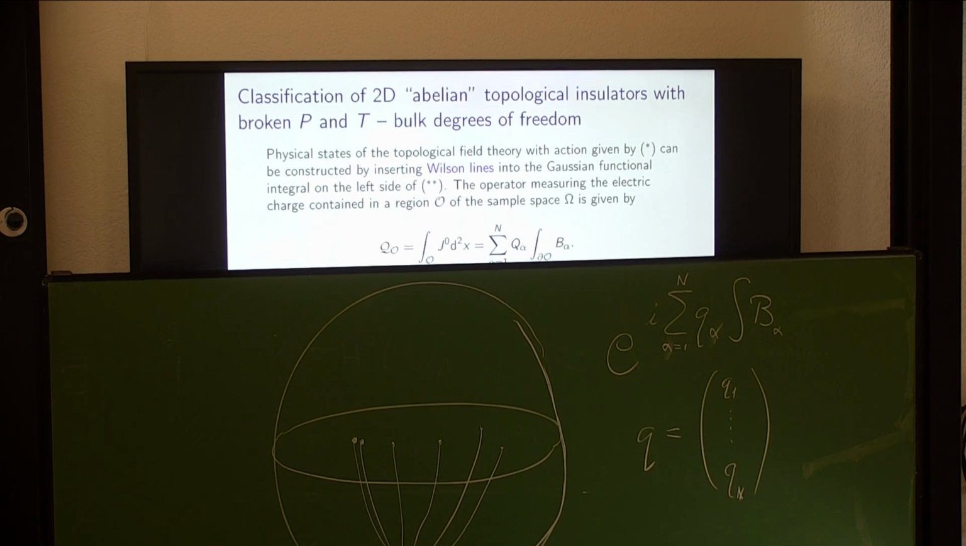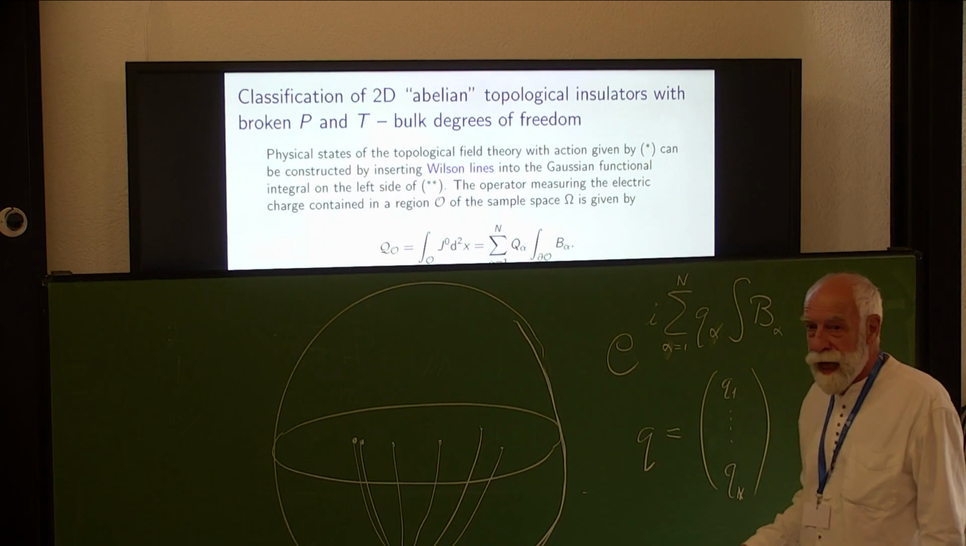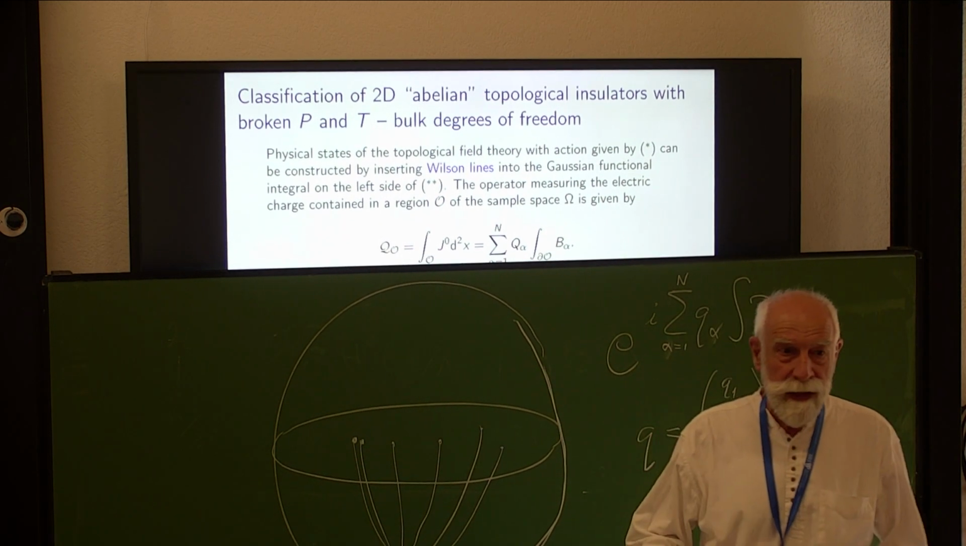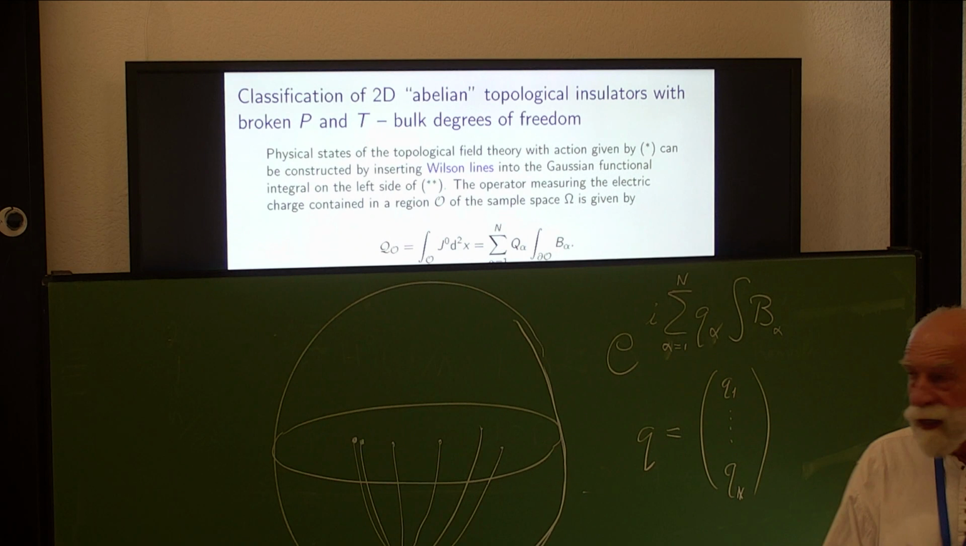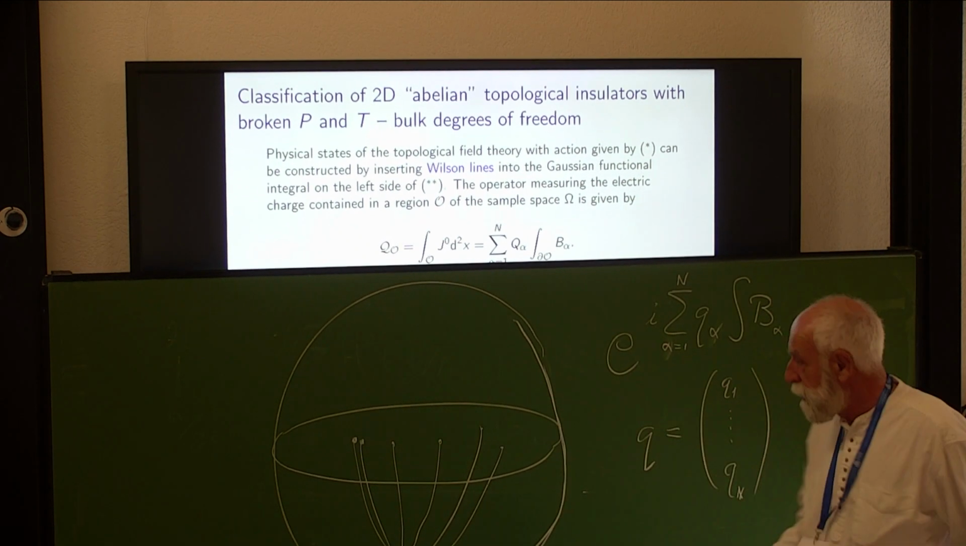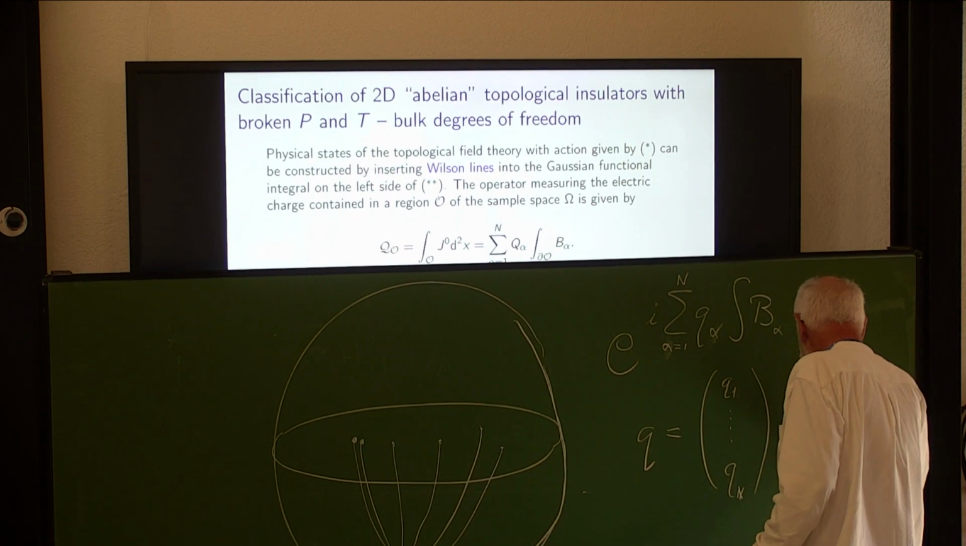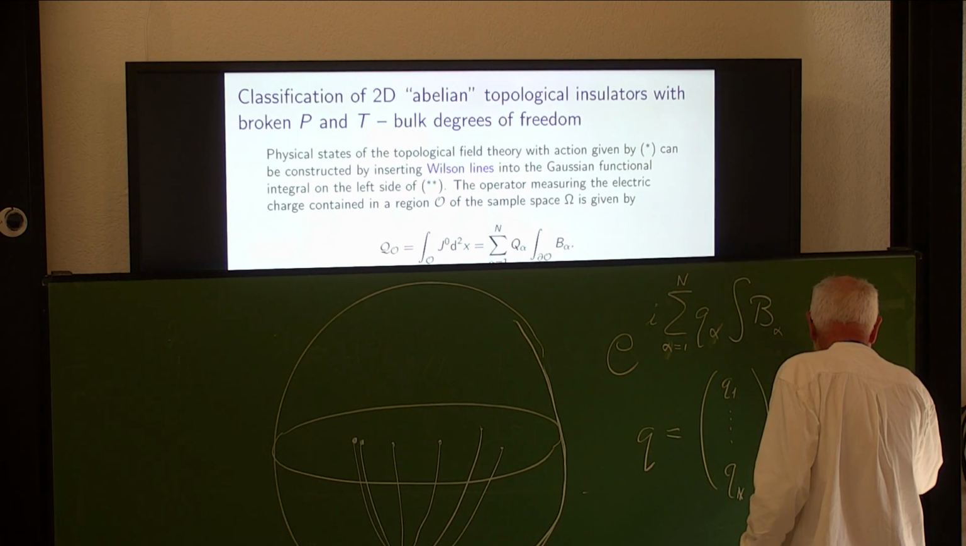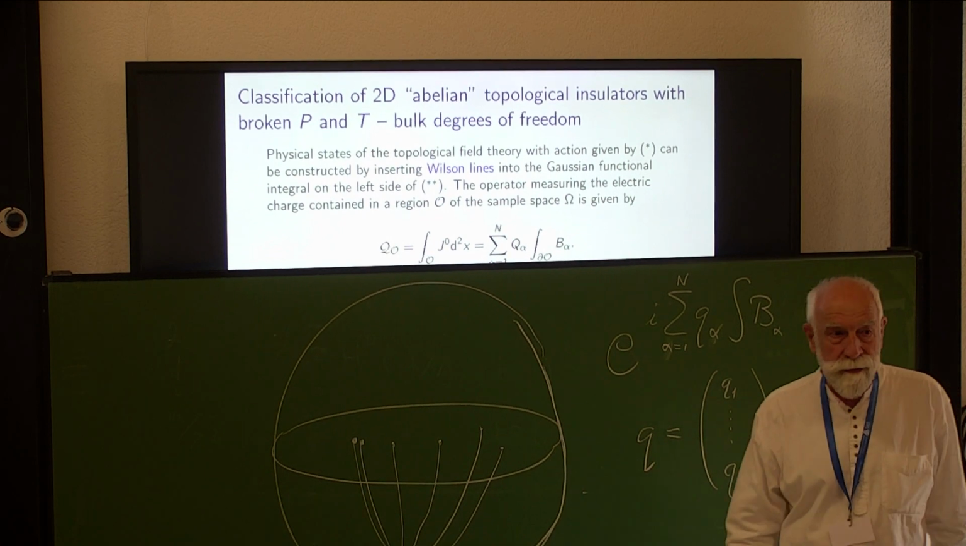What is a module over the integers? It's an integral lattice. So the Qs that describe multi-electron and hole excitations in this Chern-Simons description of the insulator must belong to an integral lattice, which I denote by gamma.